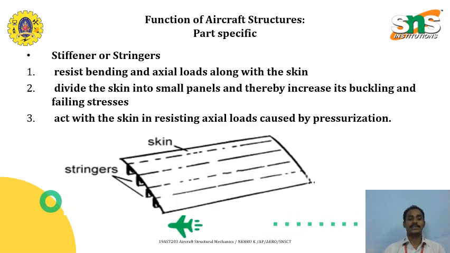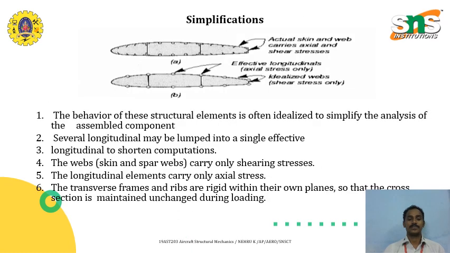Now stiffeners and stringers resist the bending and axial load along with the skin and divide the skin into small panels, thereby increasing the buckling and failing stresses, which also increases the load resisting capacity of the structure due to the axial load caused by the external pressure.